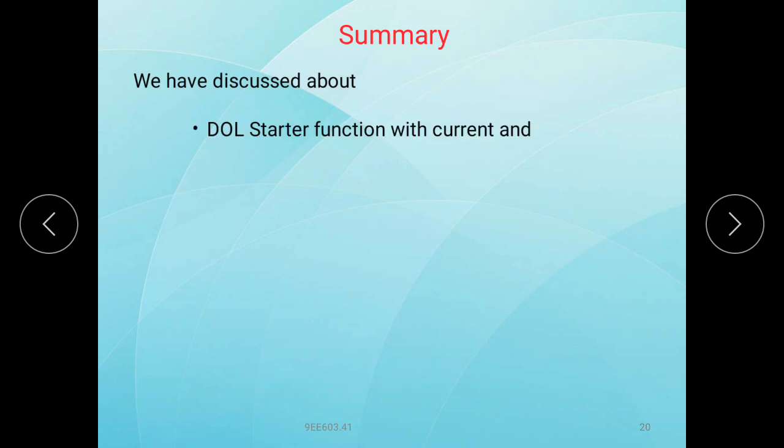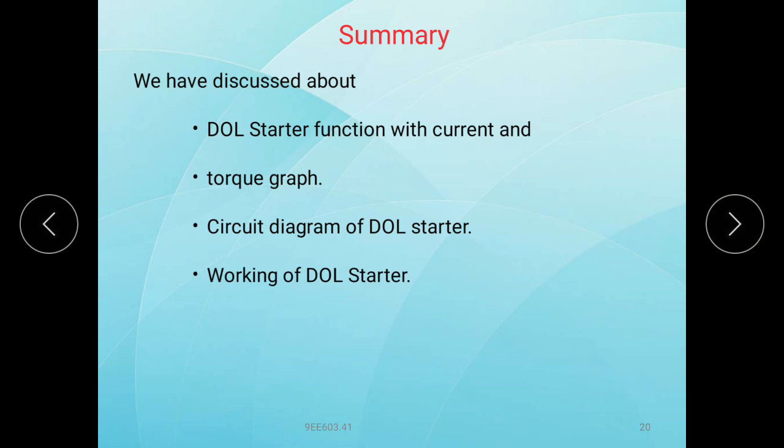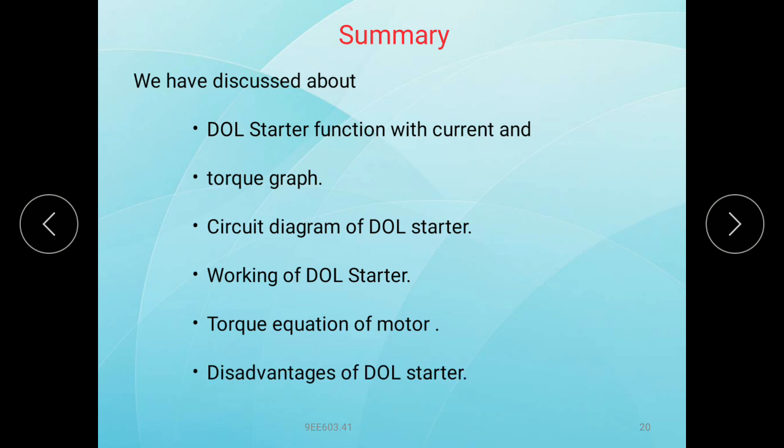The DOL starter function with current and torque graph, circuit diagram of DOL starter, working of DOL starter, torque equation of motor. This is the summary of the DOL starter, and disadvantages also.